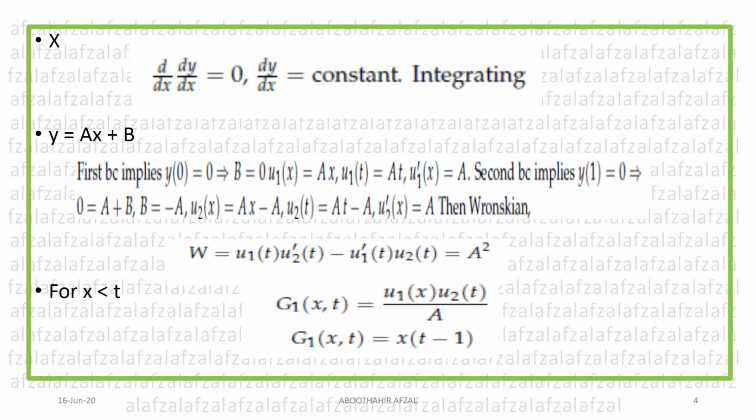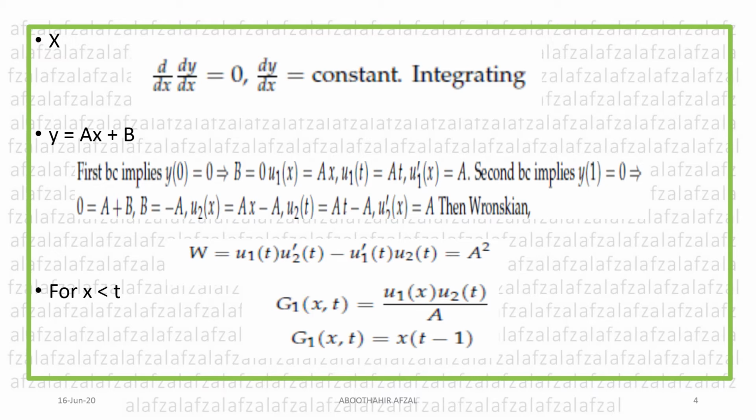So from the boundary condition y of 0 is equal to 0, which implies b is equal to 0. From there we can find the value of u1. u1 is ax and u1 of t is at. u1 dash of x is a.